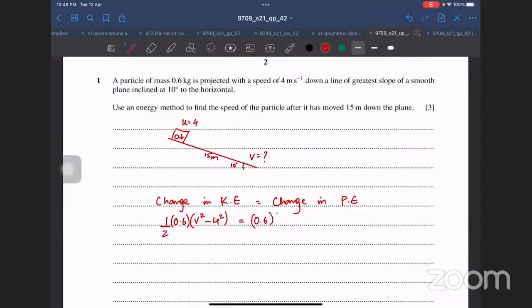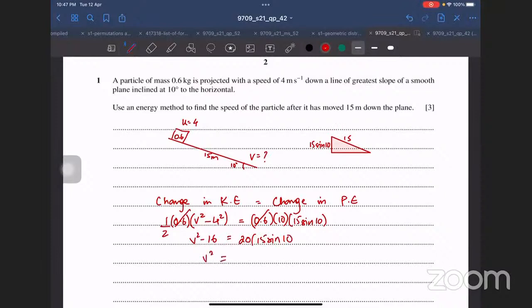equals m g times the change in height. The change in height would be through a right triangle. If this is 15, then this must be 15 sine 10. So I get 15 sine 10. Okay, so let's calculate all of this. I think the m cancels out with that, so that makes the question a little easier. I get V square minus 16 equals 20 into 15 sine 10.